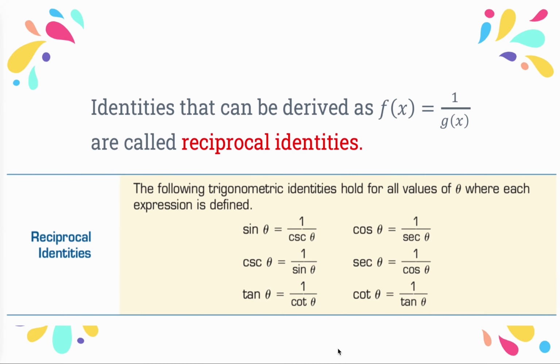Identities that can be derived as 1 over something are the reciprocal identities. So sine is 1 over cosecant in the same way that cosecant is 1 over sine. Similarly, cosine is 1 over secant, the same way that secant is 1 over cosine. And tangent is 1 over cotangent, and cotangent is 1 over tangent.